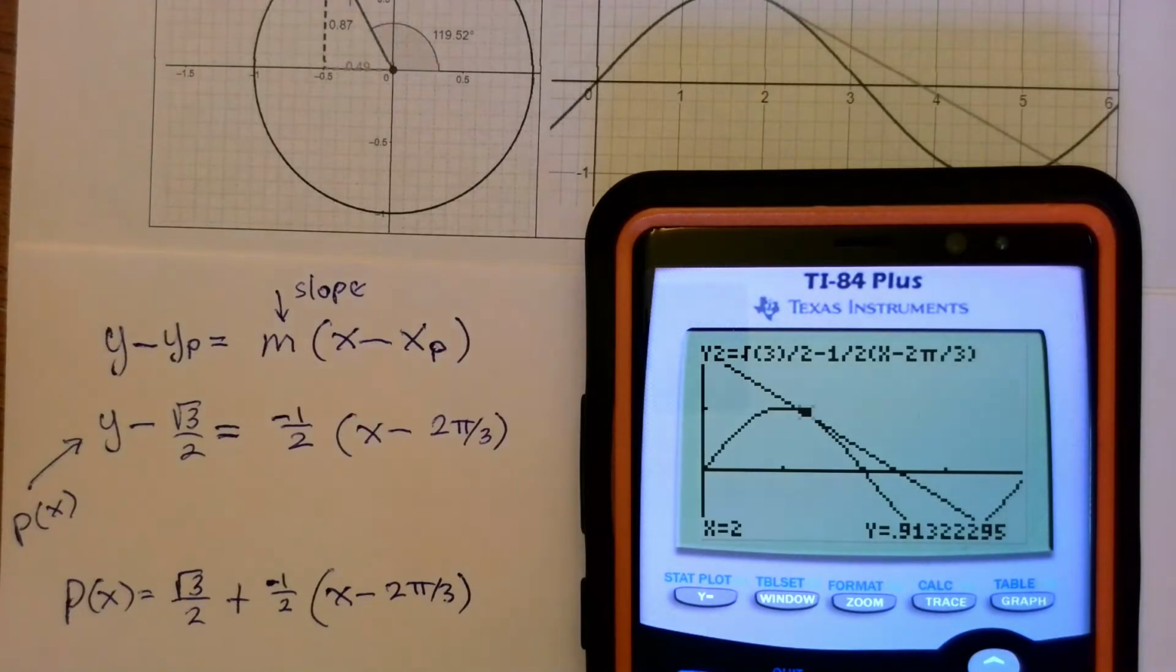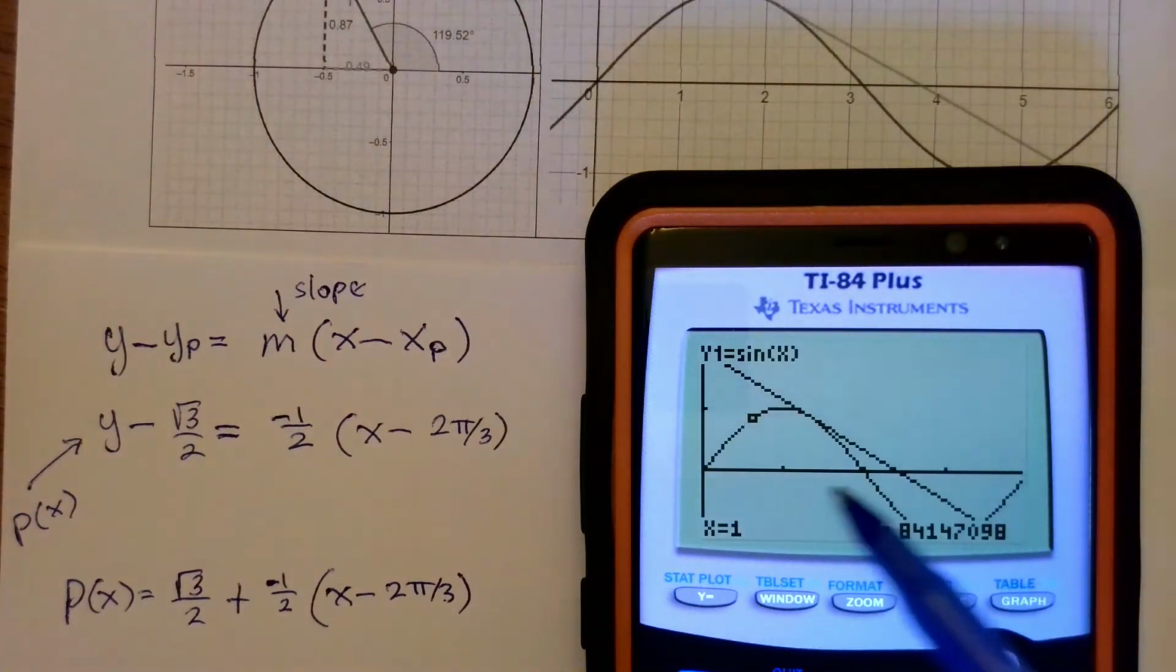On the other hand, if you get too far away from that point of tangency where x equals 2 pi over 3, you might get some really bad values. So let's go back to the sine, and let's trace to the sine of 1. And of course, the domain here, the angles are all in radians, okay? So at 1, the sine is 0.84.